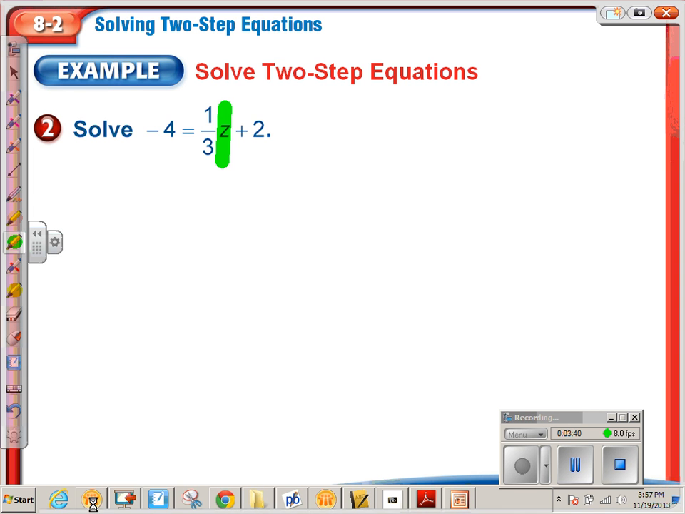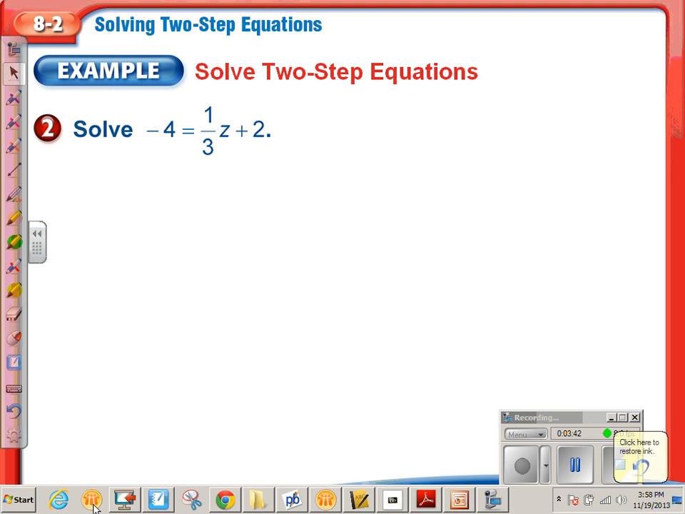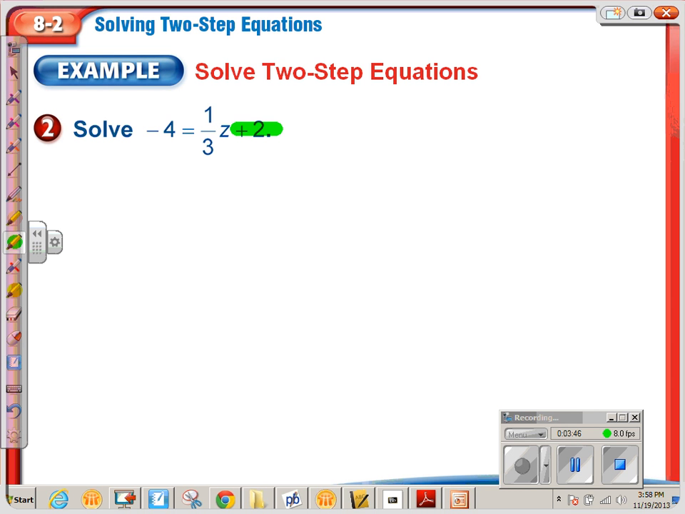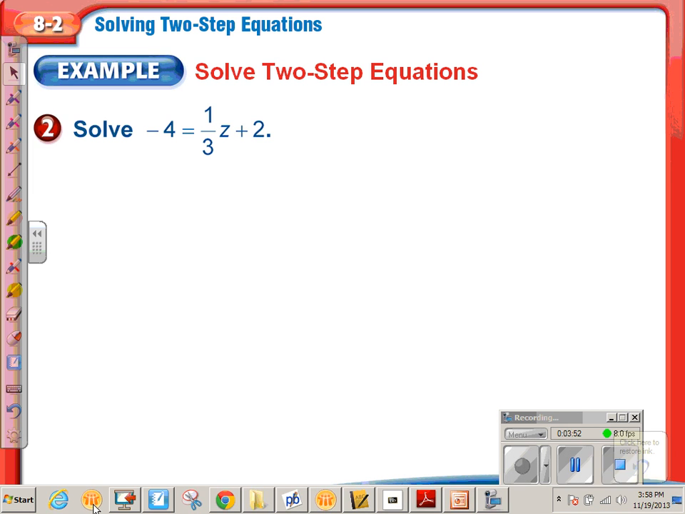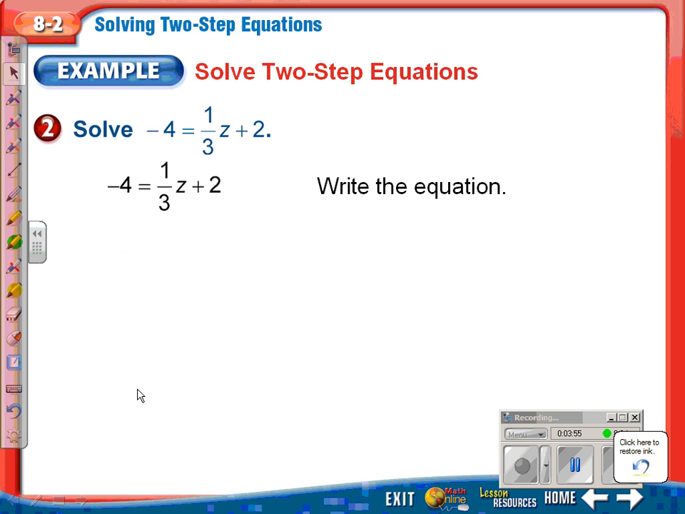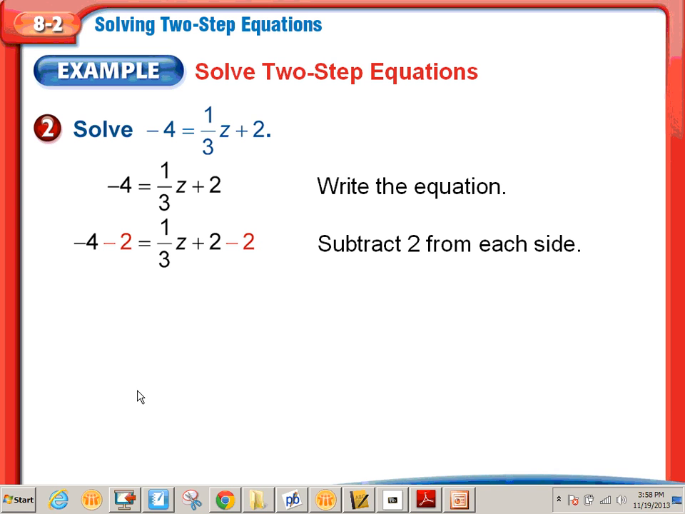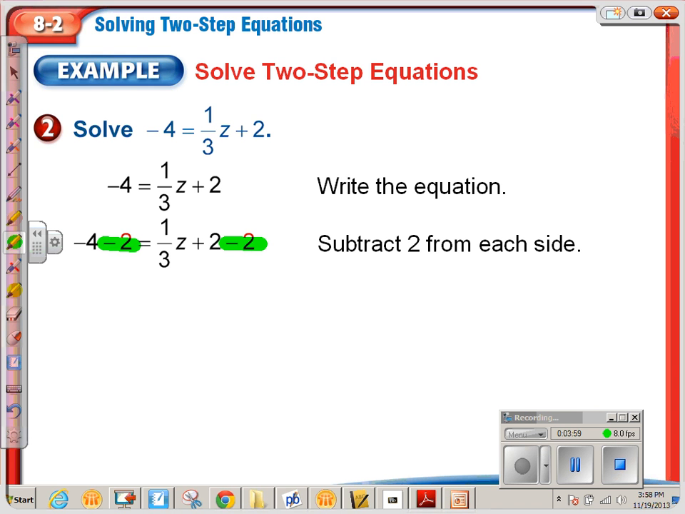And so in order to do that, then I have to get rid of whatever else is on the same side of the equation. I've got a positive 2, so I know that has to go away. That's the first step. So we're going to subtract 2 on both sides of the equation. And as you can see, they wrote it a little differently, but you can just write it directly underneath.